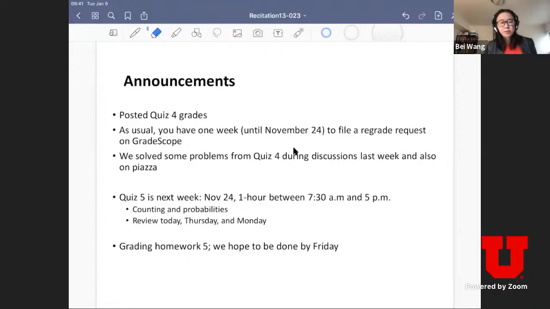And then most importantly, the last quiz, quiz number 5, is going to be this next Tuesday on November 24th, and it's going to be a 1-hour window between 7:30 and 5 p.m. We have extended the window by 1 more hour so that students have more flexibility. But keep in mind that the exam is still just 1 hour, with a 30 minutes grace period for submission only. So we're going to have review for combinatorics and probability today, Thursday, and also on Monday, TA Zoe and TA James are going to have an extra review session for quiz number 5. It's going to be recorded and available on YouTube as well.